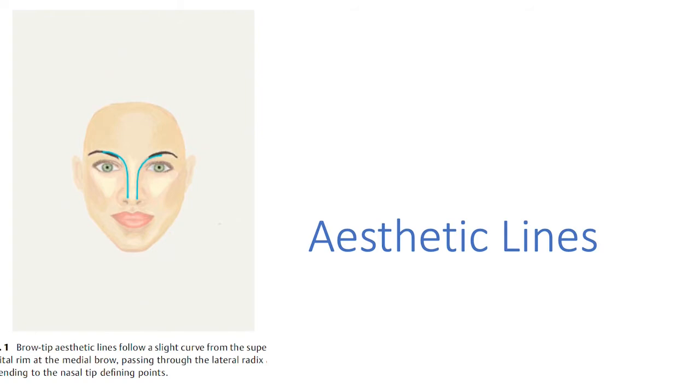These brow-tip aesthetic lines follow a slight curve from the superior orbital rim at the medial brow, passing through the lateral radix and extending to the nasal tip defining points.